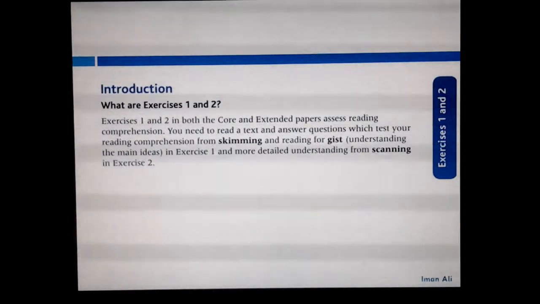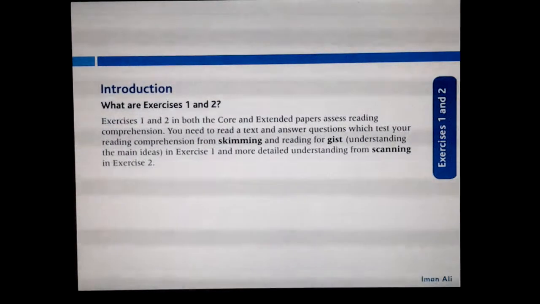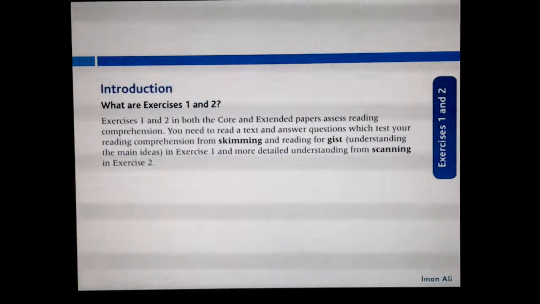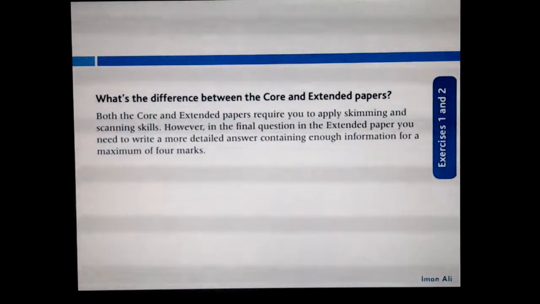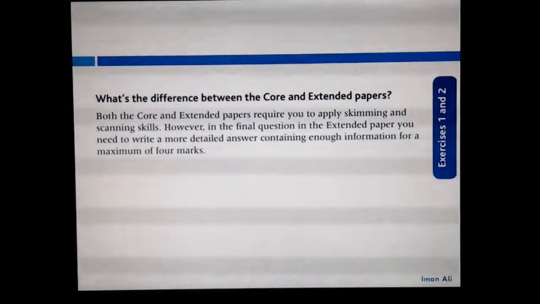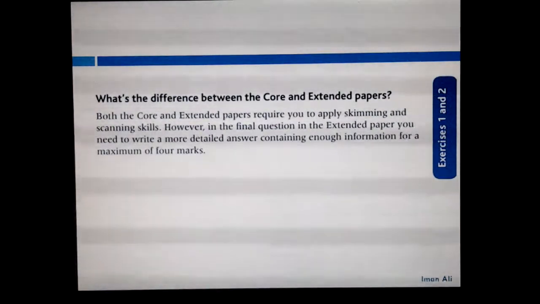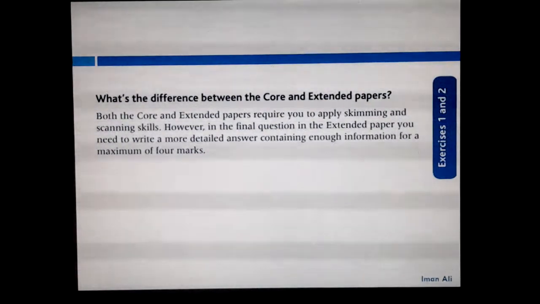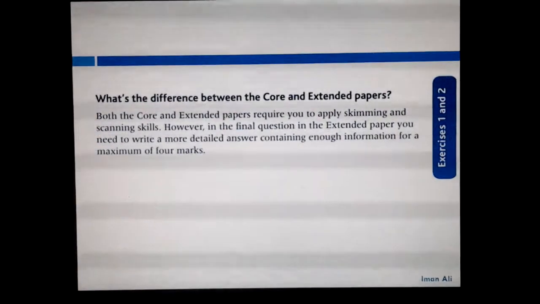But in exercise 1, it's not that much detailed. You just need to skim and scan the text and write short answers to the questions. But in exercise 2, you need to understand the text well and write slightly more detailed answers, but in a precise way. In both core and extended papers, you need to apply your skimming and scanning skills. However, in exercise 2 of the extended paper, the last question is usually of 4 marks, where you are expected to write 4 points.